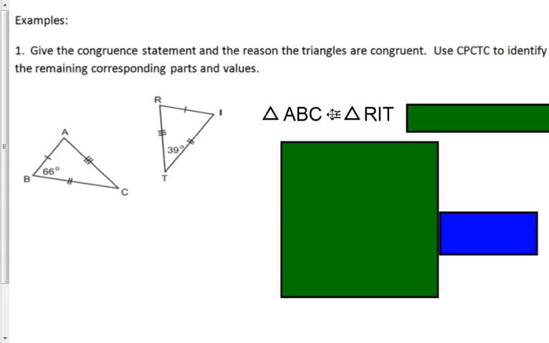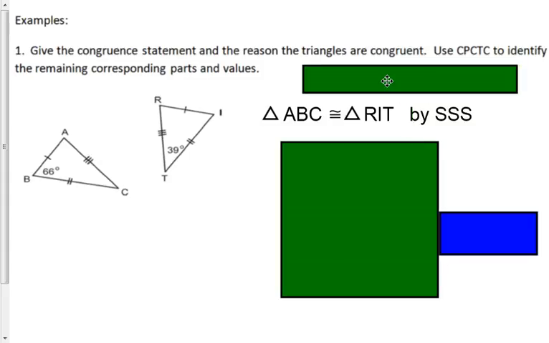Remember, the order in which you say these matters. So we have to say ABC congruent to RIT. We can't say ABC congruent to IRT or something like that. We can't mix them around. They have to be in the same spot. How can we say that? How do we know that these are the exact same triangle? Well, side, side, side is congruent to side, side, side. So we'd say triangle ABC is congruent to triangle RIT by side, side, side, or SSS.